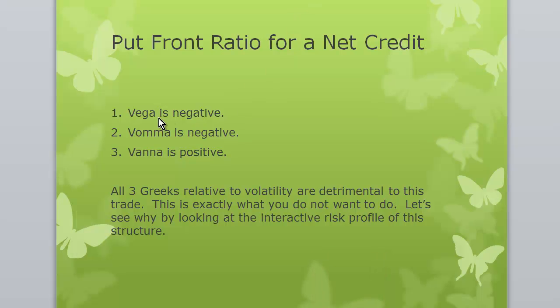And here we see, again, the Vega is negative, the Vomma is negative, and the Vanna is positive, which I just demonstrated. Now all three of these Greeks are actually implemented into this trade entirely backwards. So it's about the worst volatility structure that you can possibly create for a trade, you'll find it's hard to create something worse. Now let me show you why. We'll go back to the risk profile.